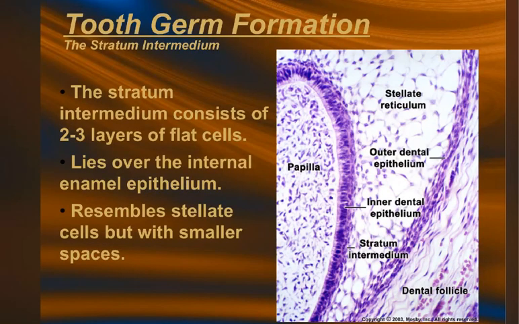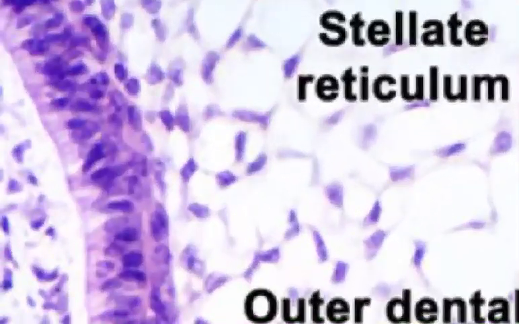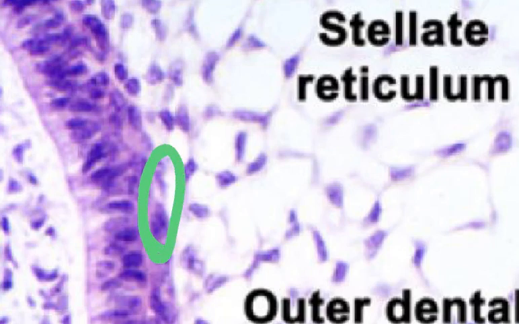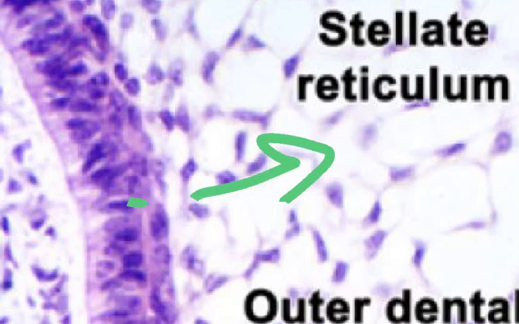And these stratum intermedium originate from the stellate reticulum actually. They are a subpopulation of the stellate reticulum, but they don't have spaces between them. They are considered as stem cells. They act as stem cells to regenerate both stellate reticulum cells and cells of the internal enamel epithelium.